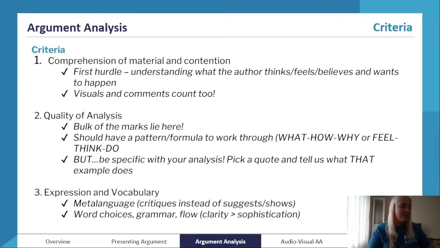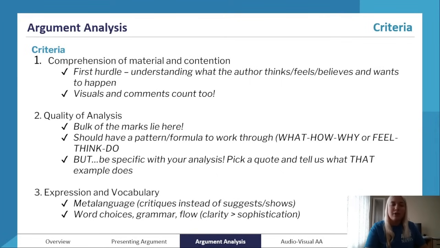Okay, on to part two, which is our argument analysis section. So going to the criteria for your argument analysis task and what you're going to be marked on. First of all, your comprehension of material and contention. So the very first hurdle of this task is understanding what the author thinks, feels, believes, and wants to happen, okay? So you need to be able to craft accurate and relevant topic sentences as well as a contention that goes in your introduction.